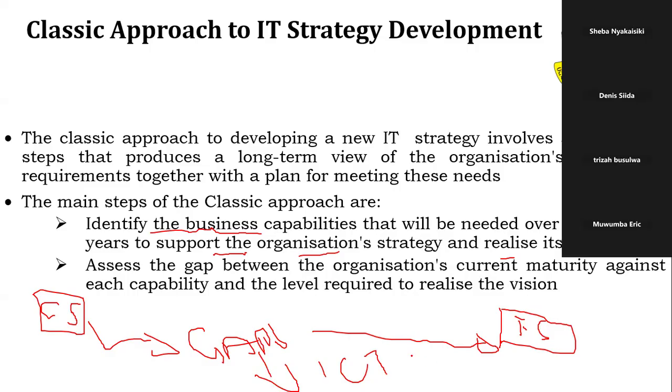The ICT or IT strategy comes in saying ICT can help by maybe building a better infrastructure for all the departments. Maybe currently they are not communicating well, so having better applications that will ease communication and information sharing.